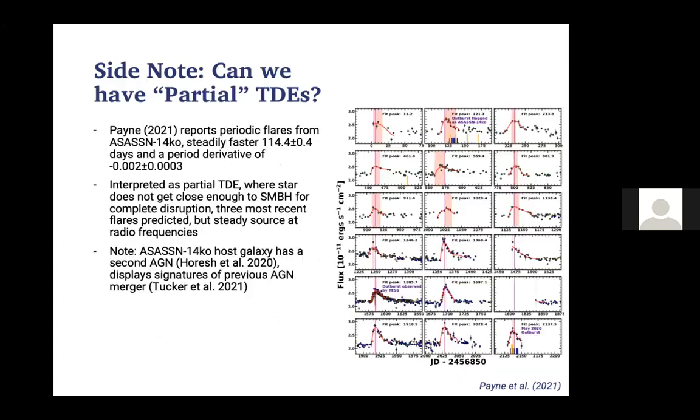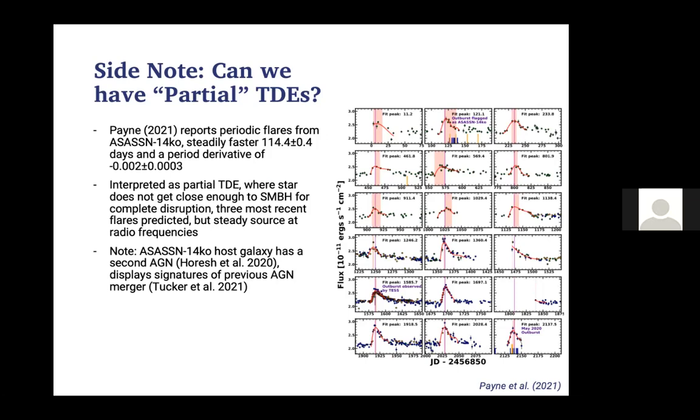As a quick side note, because I get this question sometimes, can you have a partial TDE? Can you have something where a star goes, but it doesn't quite get completely disrupted, like just a little bit of material keeps falling onto the black hole? There's been some work recently on this that we worked in a little ourselves, so I just wanted to touch on this.